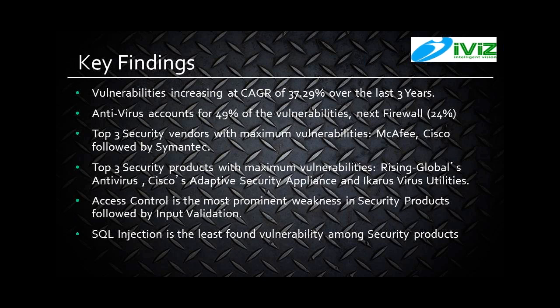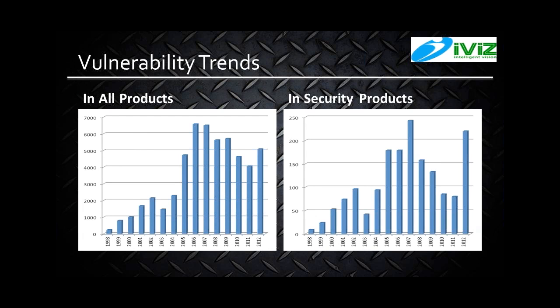Next comes the firewall. The top 3 security vendors with maximum vulnerabilities are McAfee, Cisco, followed by Symantec. The top 3 security products with maximum vulnerabilities are Rising Global's antivirus, Cisco's adaptive security appliance, and Icarus. We also saw that access control is the most prominent weakness in security products, and SQL injection is the least found among the security products. That's probably obvious because not too many security products are using web-based interfaces. So that could be the reason.